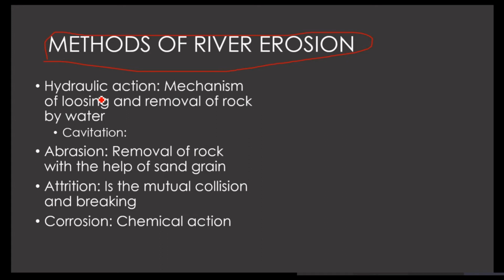Okay, so when you talk about the methods of erosion of a river, there are three main processes. In fact, there are four main processes. One is hydraulic action, second one is abrasion, third one is called attrition, and fourth one is called corrosion. Okay. These are all simple processes.